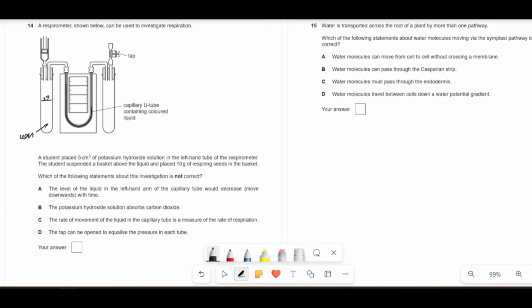Fine. So remember, potassium hydroxide will absorb CO2. So if these are respiring, you're going to take in oxygen, they're going to output CO2, but it's going to be absorbed immediately by the KOH. So that means this fluid level is going to go up like this because there's a net loss of air in here. So the level of the liquid in the left-hand arm of the capillary tube would decrease with time. Yeah, so that is definitely correct.